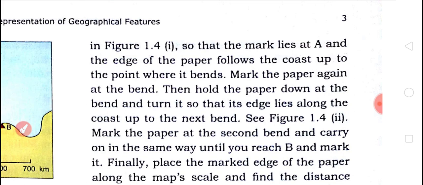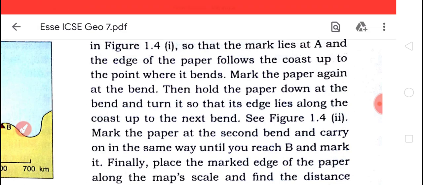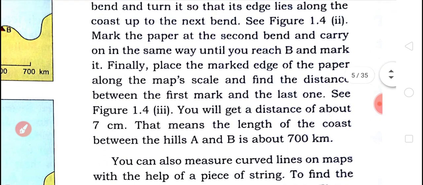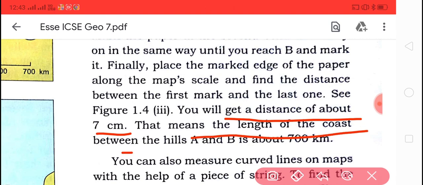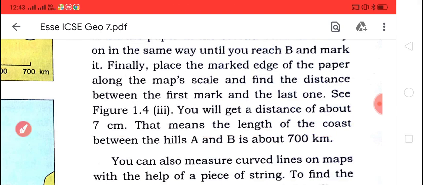See figure 1.4. Mark the paper at the second bend and carry on the same way till you reach B. Finally, place the marked edge of the paper along the map scale and find the distance between the first mark and the last one. Figure 1.4 shows that you will get a distance of about 7 cm. That means the length of the coast between the hill A and B is about 700 km.